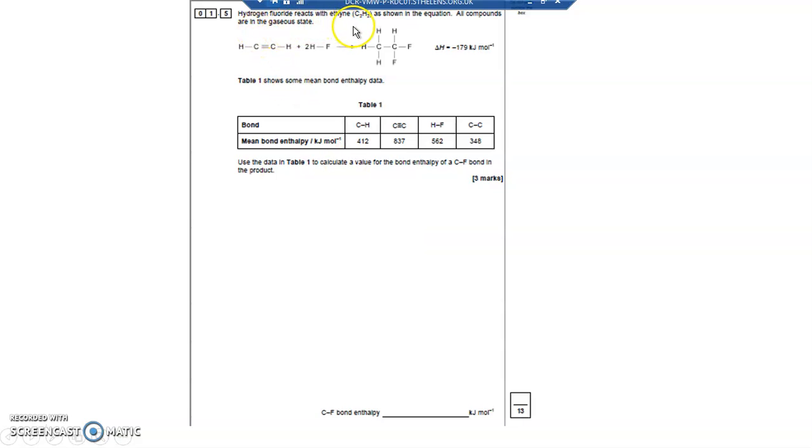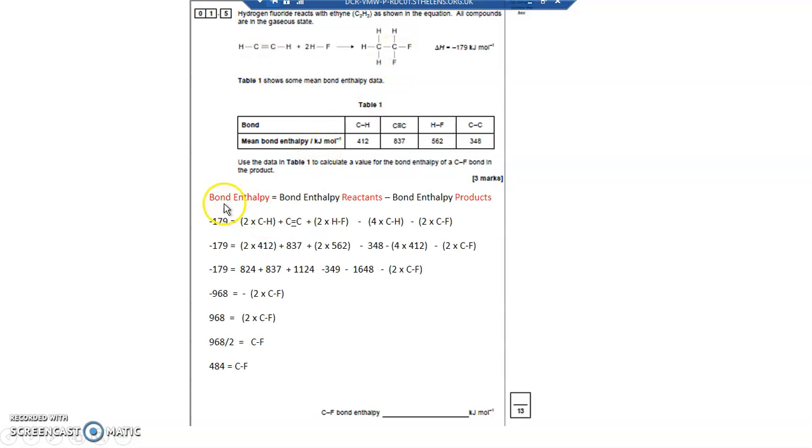Hydrogen fluoride with ethyne, so that's C2H2, we've got the equation here with 2 HF, makes this chemical here. It's called 1,1-difluoroethane, and the enthalpy change is minus 179 for this. So mean bond enthalpy, use the data in here to determine the bond enthalpy of a C-F. So it's these 2 that we don't know here.